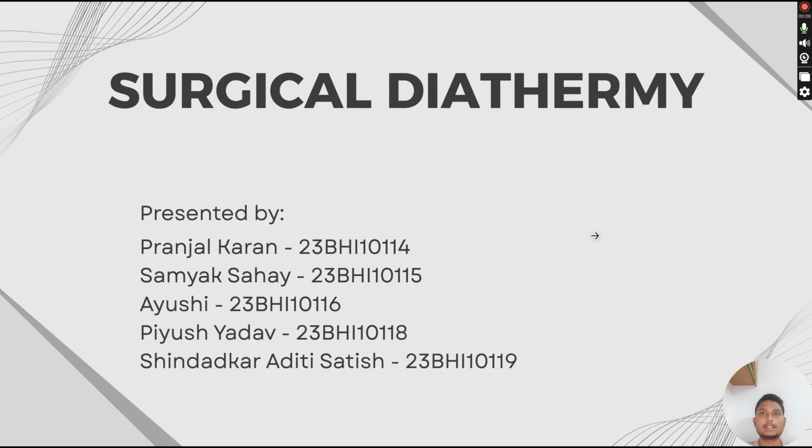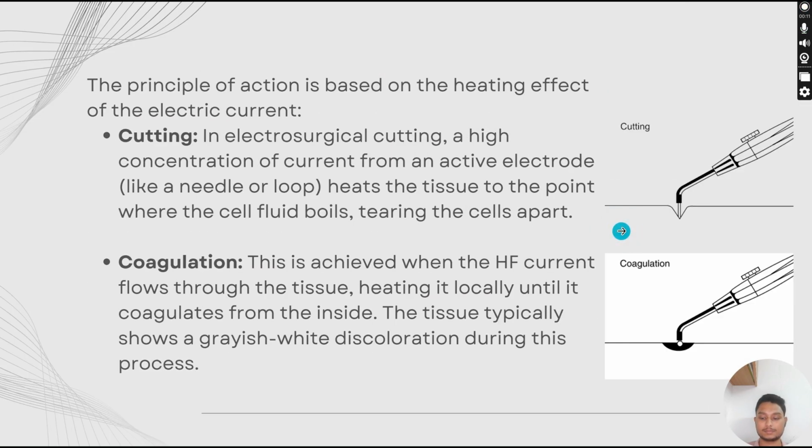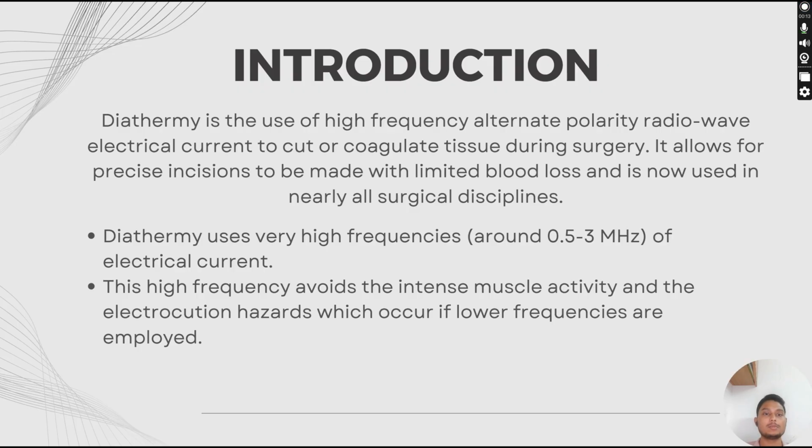Today we will be talking about surgical diathermy, also known as electrosurgery. Diathermy uses high frequency alternating polarity radio wave electric current to cut or coagulate tissue during surgery. It allows for precision incisions to be made with limited blood loss and is now used in nearly all surgical disciplines. Diathermy uses very high frequency current, around 0.5 MHz to 3 MHz. High frequency avoids the intense muscle activity and electrocution hazards which occur if lower frequencies are employed.